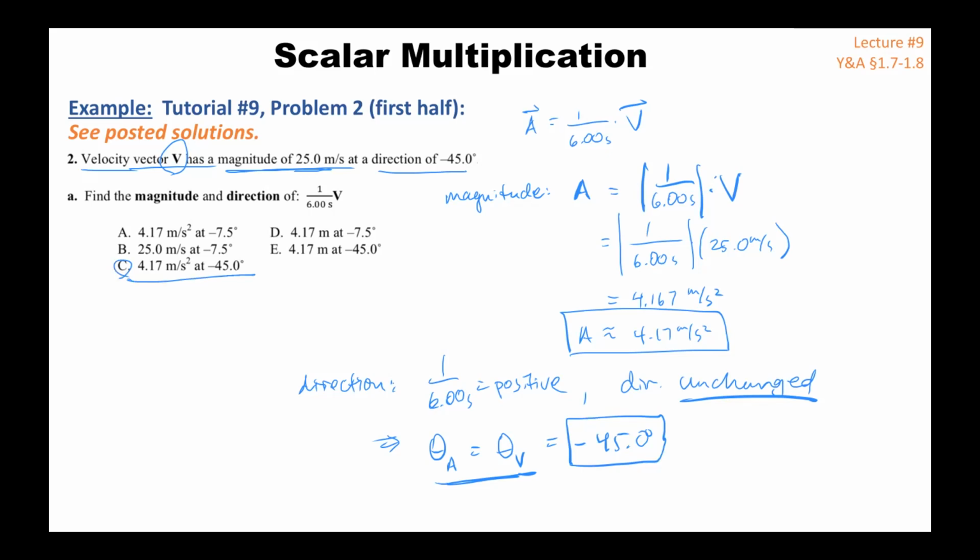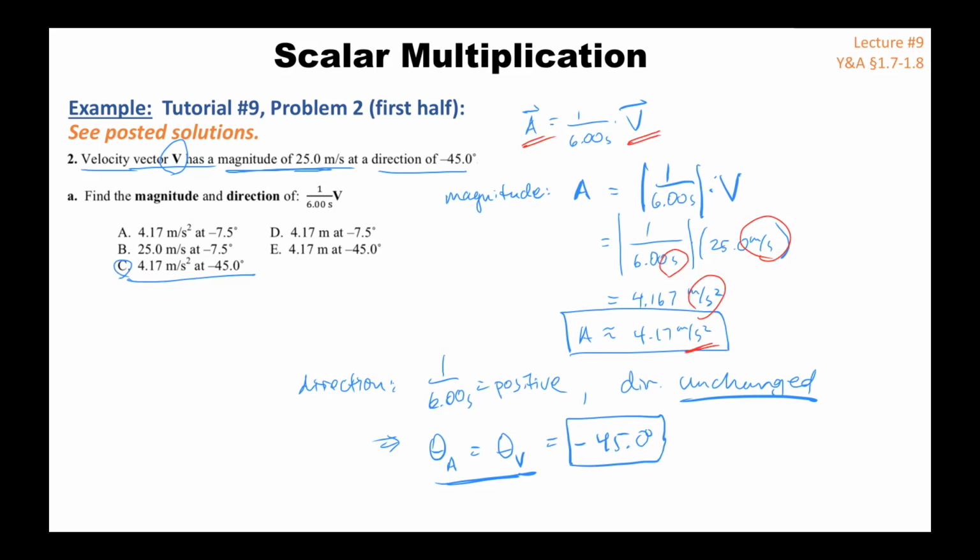All right, notice how we carried along the units, just like we would in a regular algebra expression. When we multiplied by 1/6 seconds, we multiplied those seconds through. So meters per second times 1/seconds became meters per second squared. And what that did was it took a velocity vector and turned it into an acceleration vector. See, the units of the new vector are acceleration.